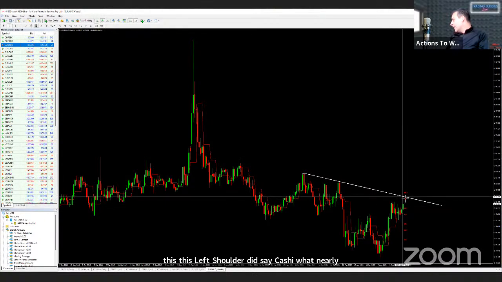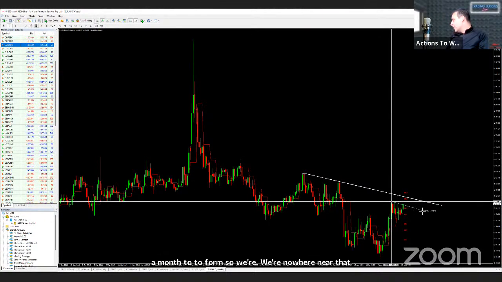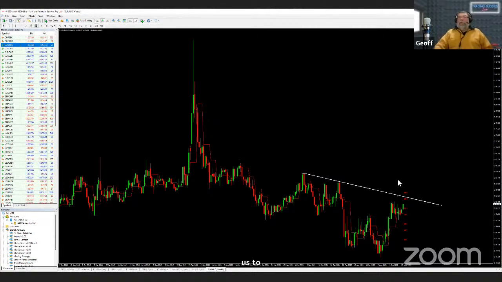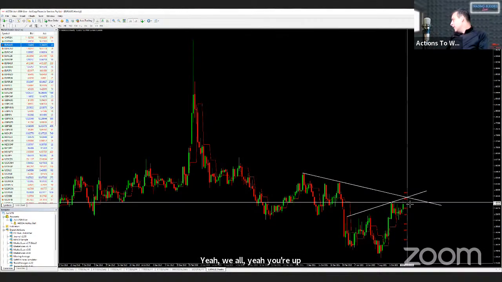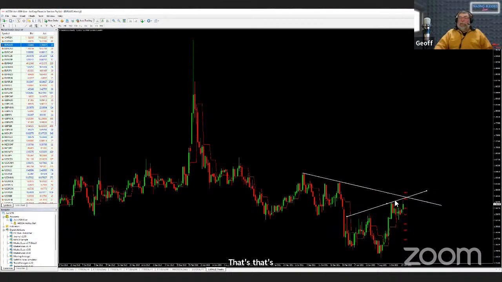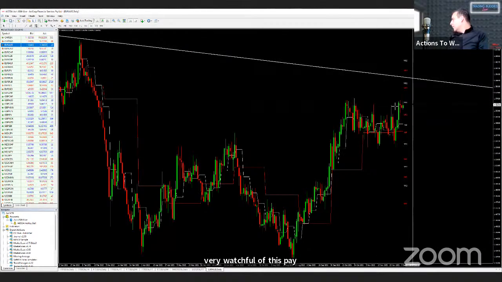Looks like we're really headed for the neckline, and then maybe coming down. So that would lead us to put the high of that broadening pattern in, and you'll see that we're pretty much bang on that confluence area. Yeah, we are. You're absolutely right. That's one of the reasons I'm keen to be very watchful of this pair.